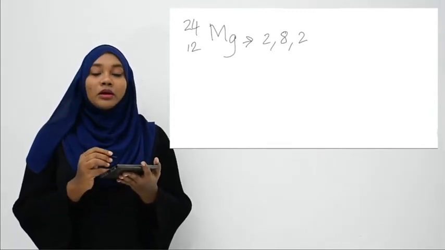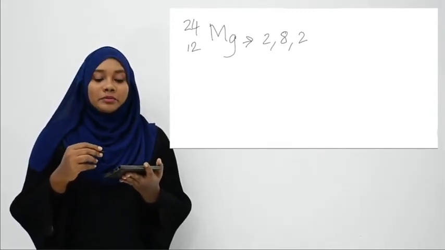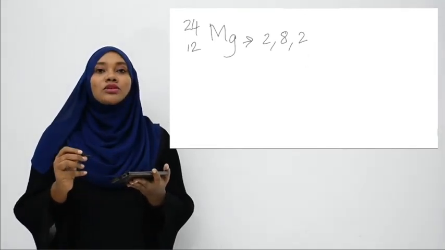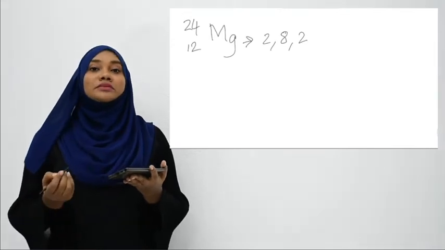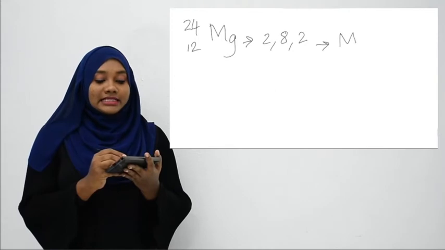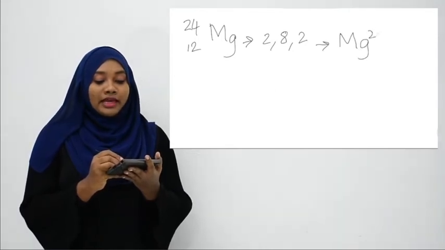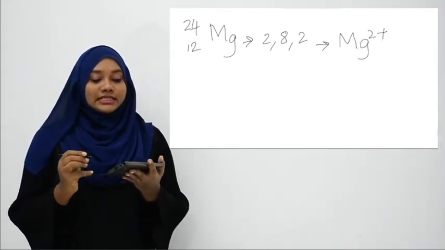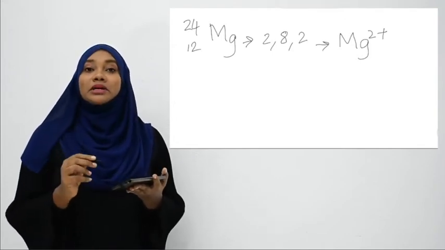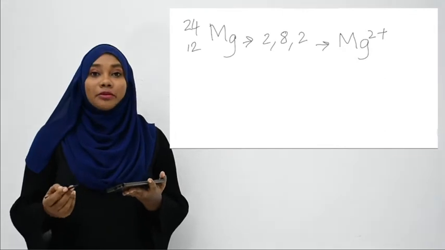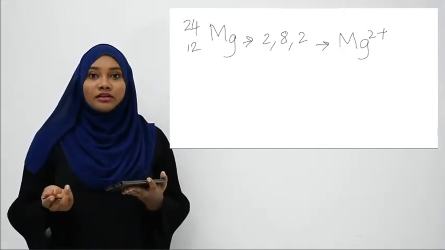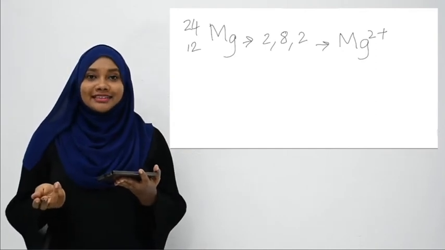Right? So for magnesium, it would be easy to lose the 2 electrons in its valence shell to obtain a stable electronic configuration. So magnesium will form Mg2+. Now you must have noticed that the number of electrons lost by the atom is equivalent to the charge of the ion. Have you noticed it?